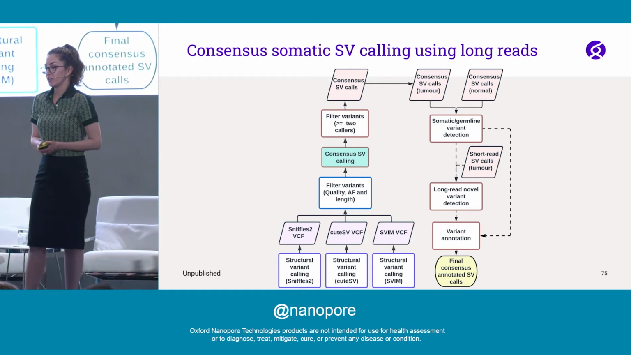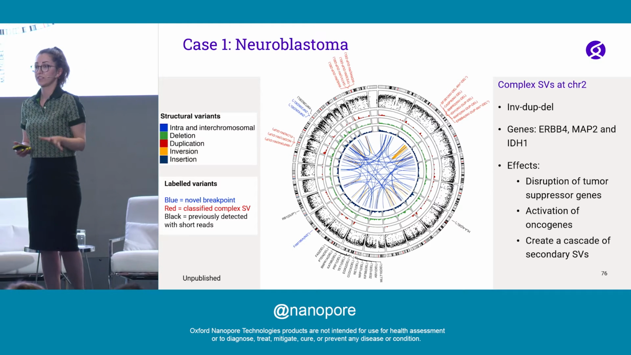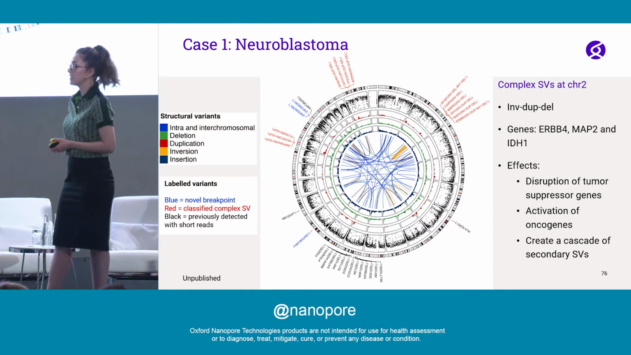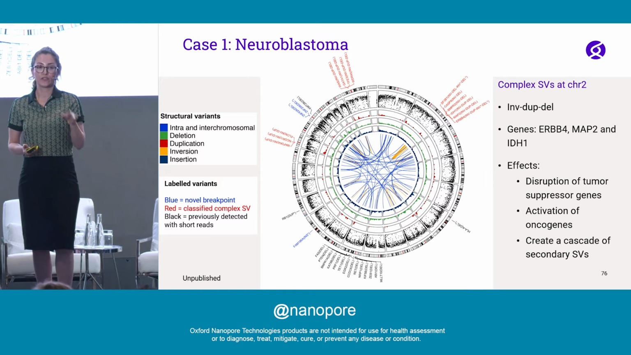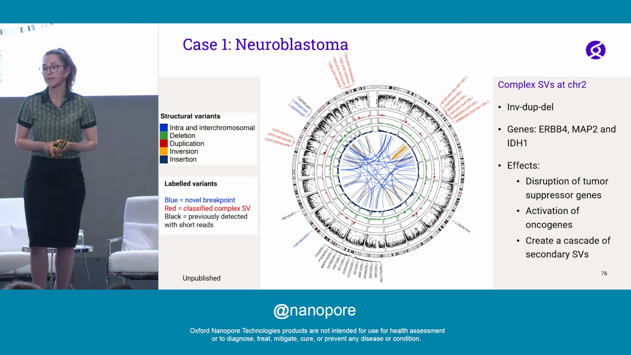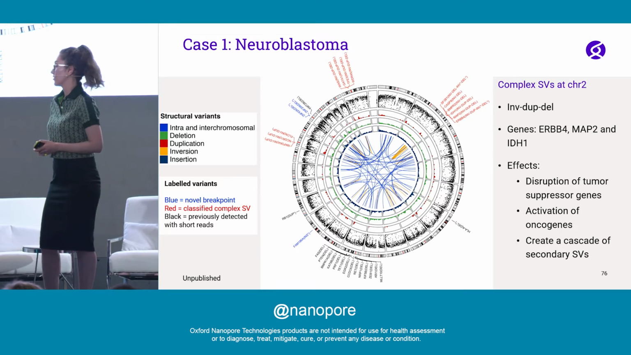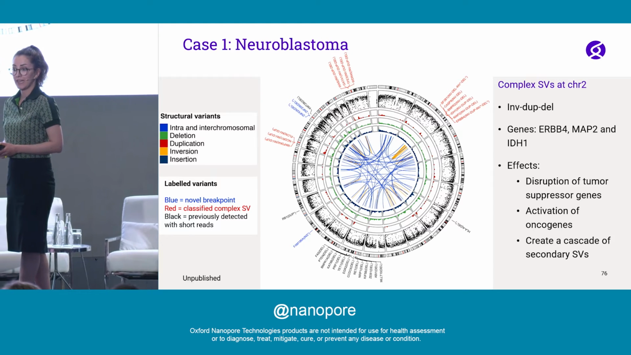So I wanted to just show a couple of examples of how this actually improved our classification to some extent. This is case one; I'm going to show you two different cases. This is in collaboration with the Zero Childhood Cancer Project. The first is neuroblastoma, which is a cancer type which happens in the nerve cells around the adrenal glands.